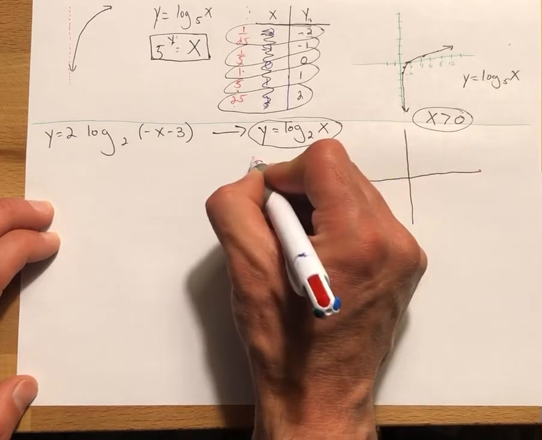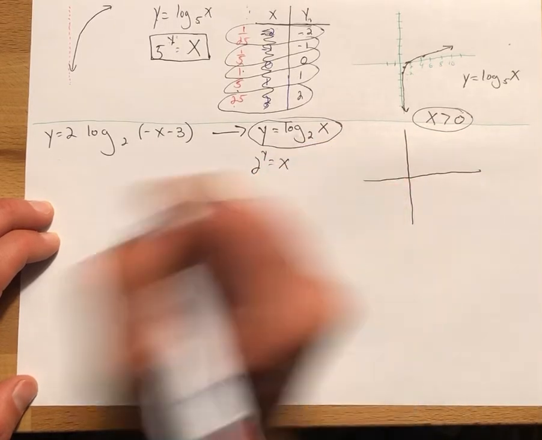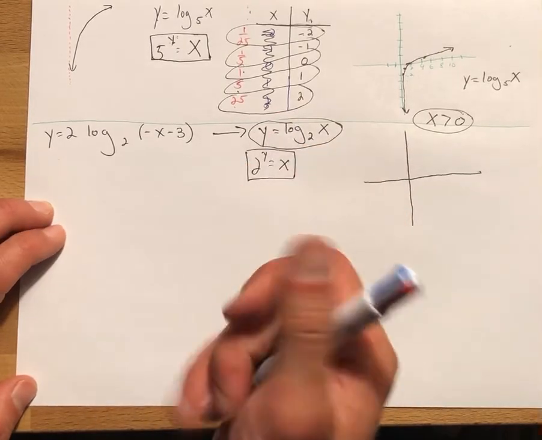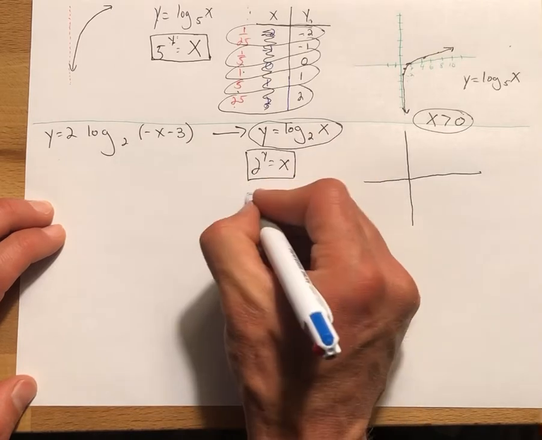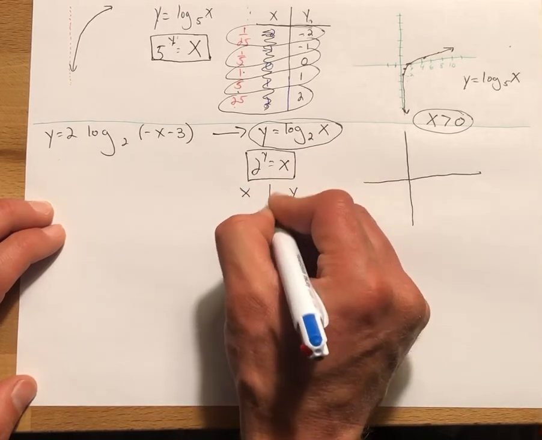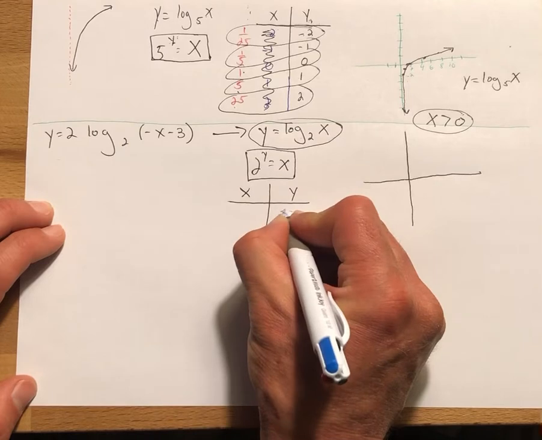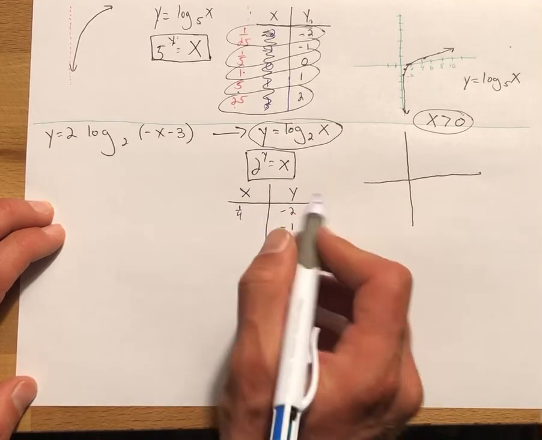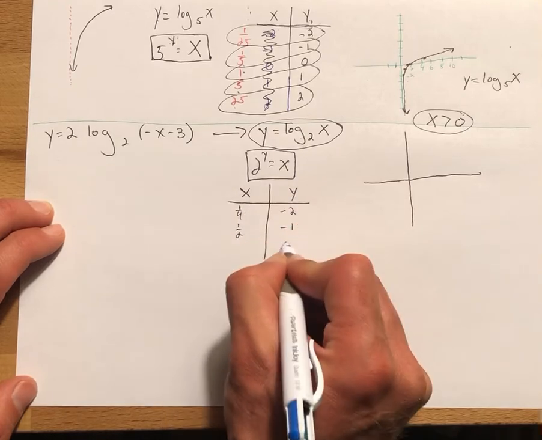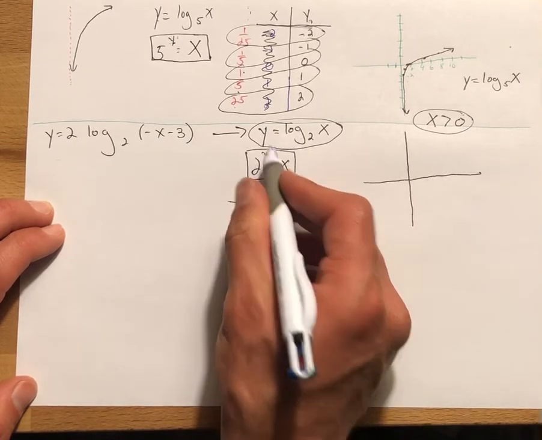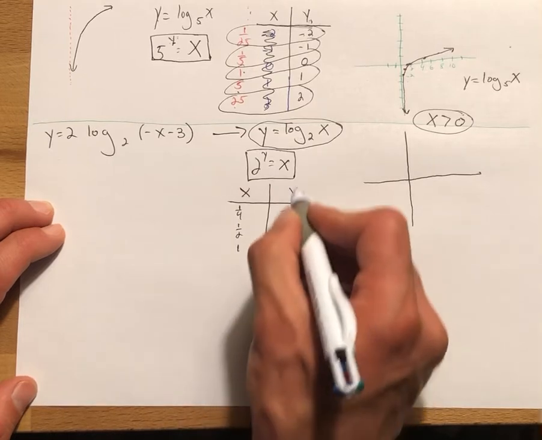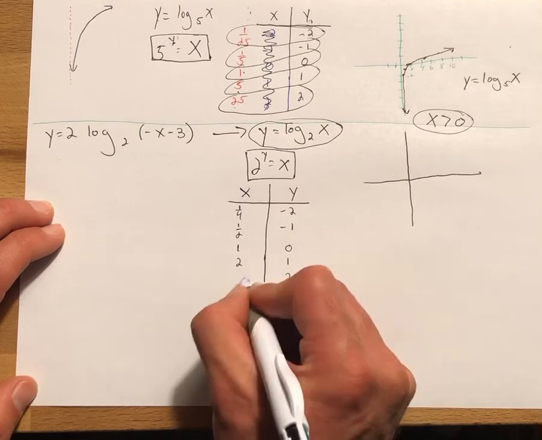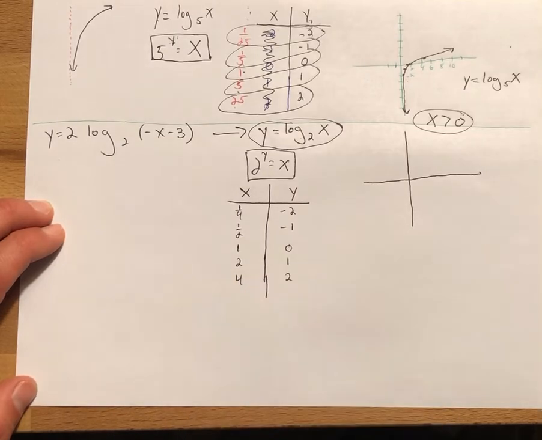Let's change this to 2 to the y equals x. And I'm going to create a table now, with x and y. So I'm going to plug a negative 2 into the y to get 1/4. Negative 1 into the y to get 1/2. A 0 into my y, 2 to the 0 power is 1. I'm going to plug a 1 into my y to get 2, and a 2 into my y to get 4. All right, and then I'm going to graph these.